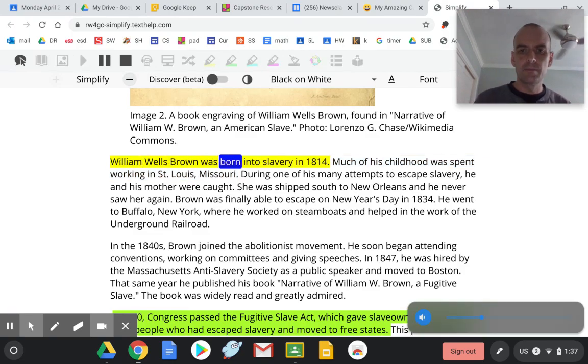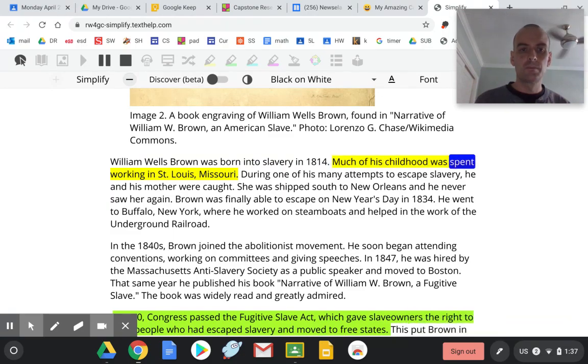William Wells Brown was born into slavery in 1814. Much of his childhood was spent working in St. Louis, Missouri. During one of his many attempts to escape slavery, he and his mother were caught.